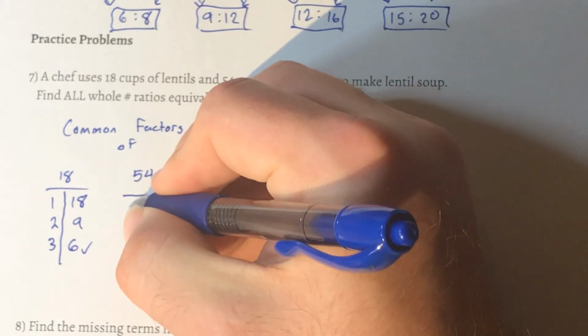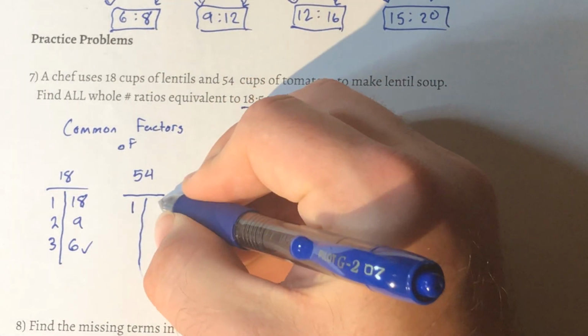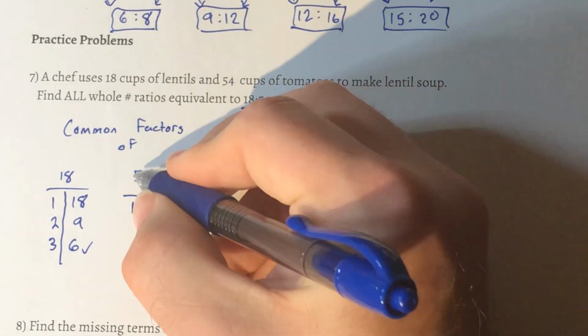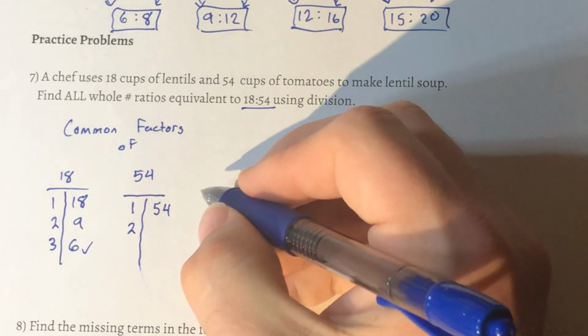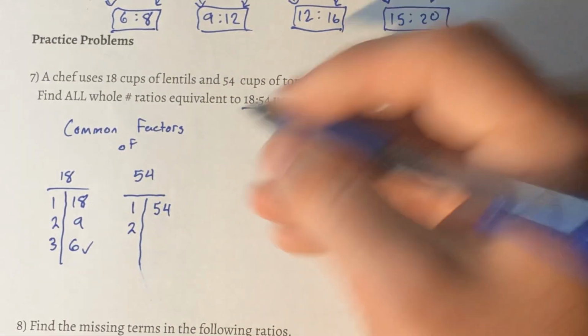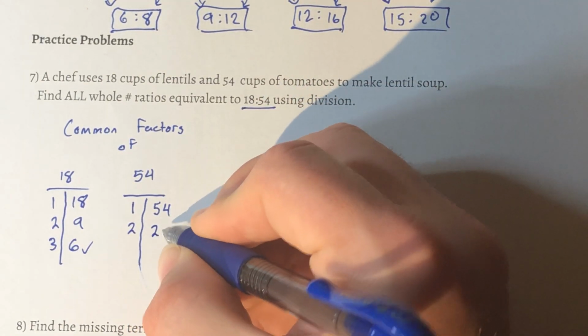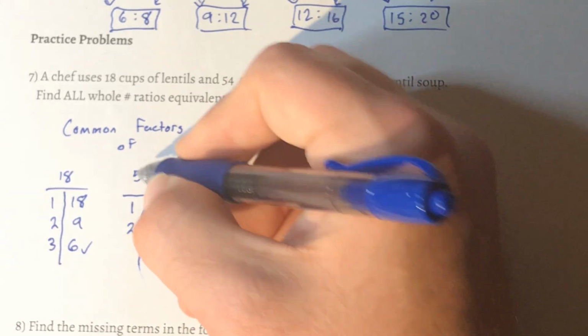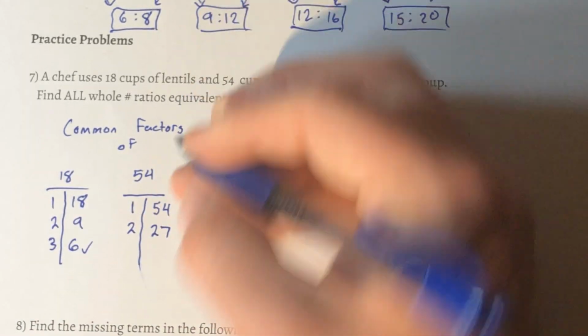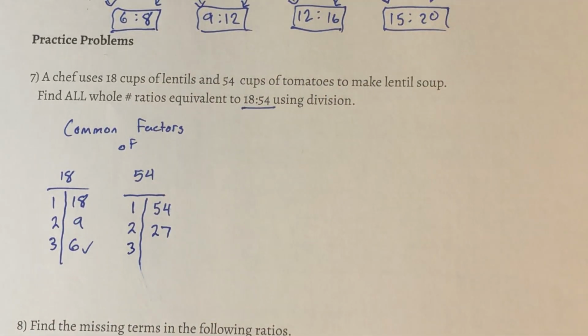Let's do 54. 1 goes into 54, 54 times. It's even, so 2 will go into 54. Let's see, half of 50 is 25. Half of 4 is 2. 25 plus 2 is 27. Next, 3. Let's see, 5 plus 4 is 9. 9 is divisible by 3, so is 54.